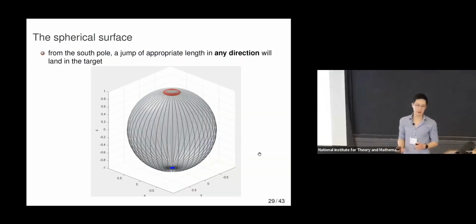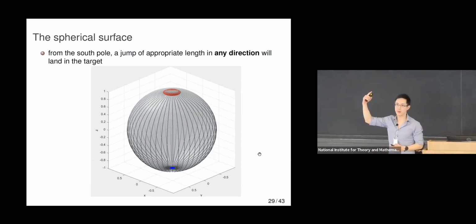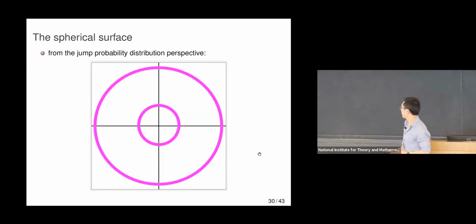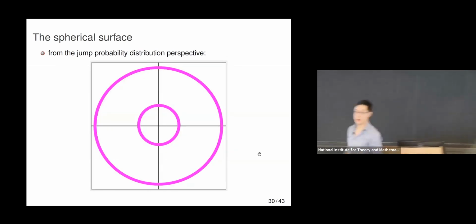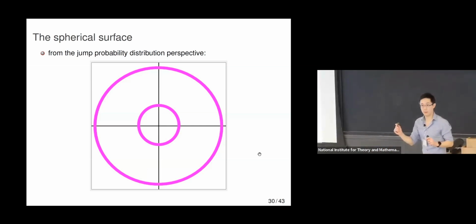What if you're sitting exactly at the South Pole? Well, every geodesic goes through the North Pole, doesn't it? Right? And so that picture changes significantly. And the picture now looks like this, right? I can jump in any angle that I want as long as I jump in the right distance.